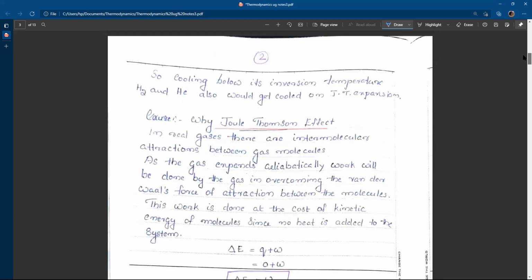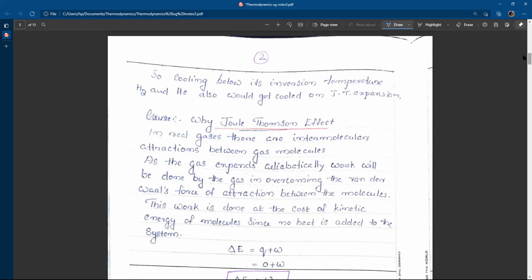Now, why the Joule Thomson effect? In real gases, there are intermolecular forces of interaction between gas molecules. As the gas expands adiabatically, work will be done by the gas in order to overcome the van der Waals forces of attraction between molecules. And we know that in an adiabatic process, work is done at the expense of internal energy. So here this work is done at the expense of internal energy or kinetic energy of the molecules.